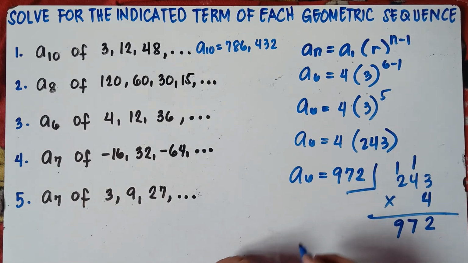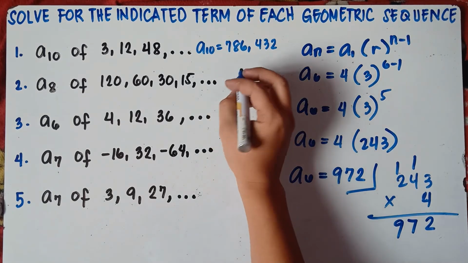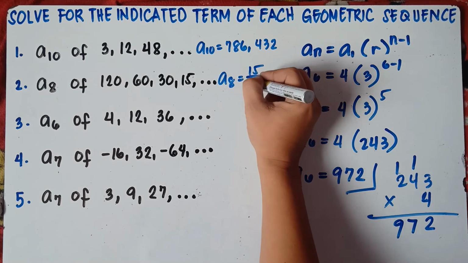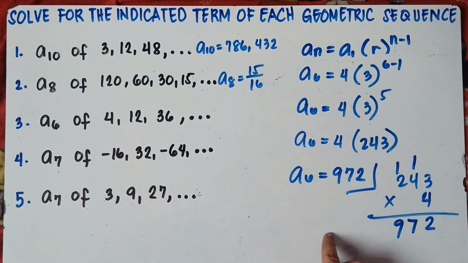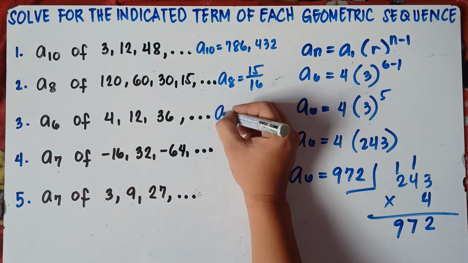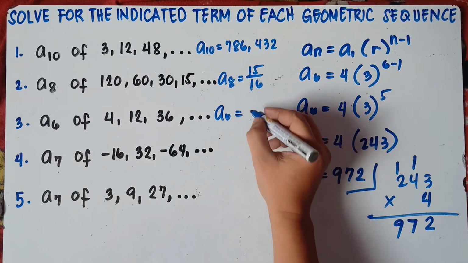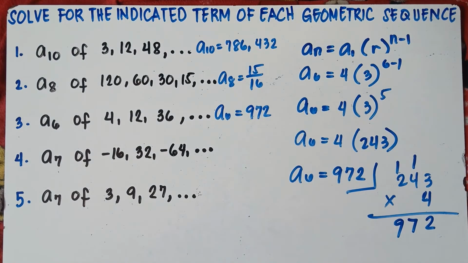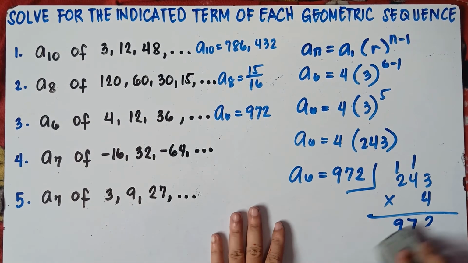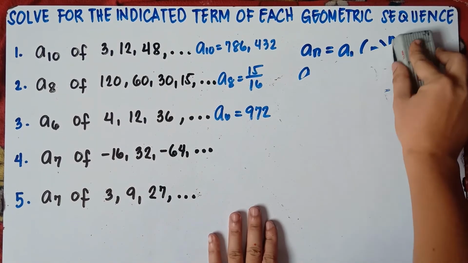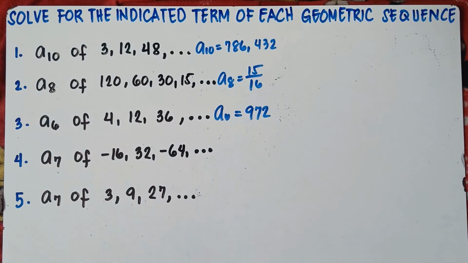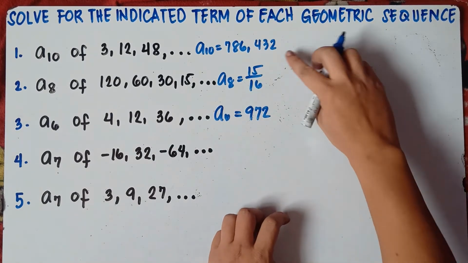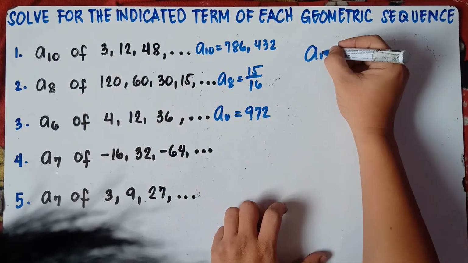Alright, so that's the answer for number 3. Once again, for number 2, a sub 8, that's 15 over 16, right? Then for number 3, a sub 6 is equal to 972. Alright, let's try number 4, class. 972. Let's check the calculator, class. Times 4, 972.